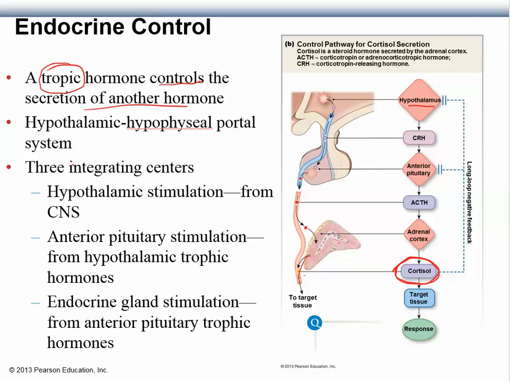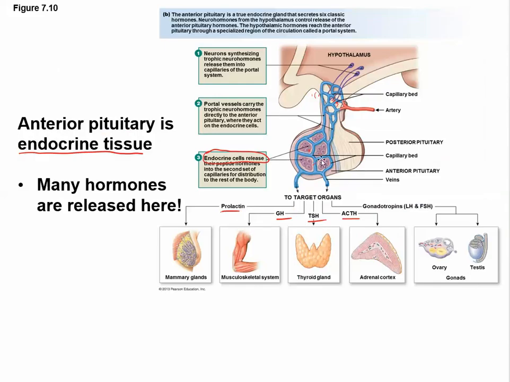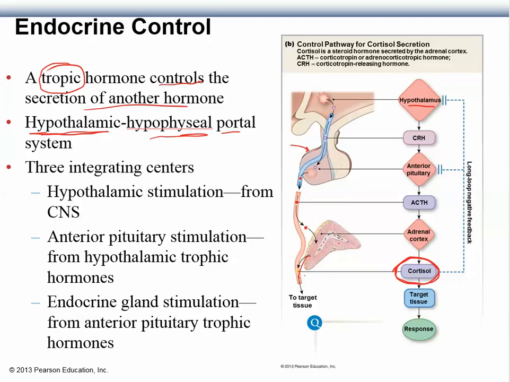Okay. So this pathway is repeated over and over. Like I said, there are a lot of different hormones that are released by the pituitary. And so we call it the hypothalamic-hypophysial, hypothalamus and the pituitary gland, portal system. And it's a portal system because, like we saw here, it's got this network of blood vessels, okay? So that's what it's called.